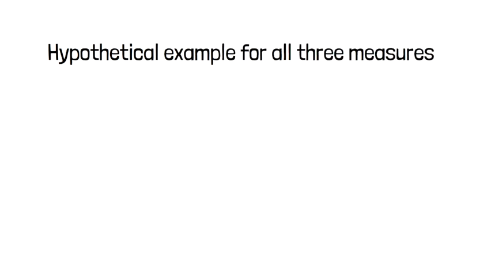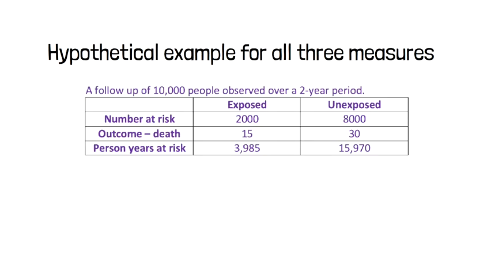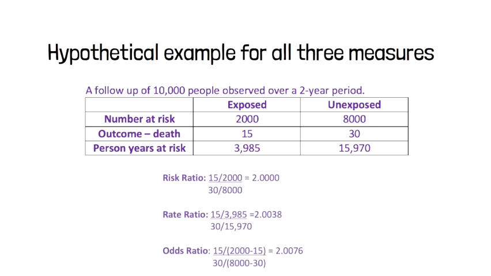A follow-up of 10,000 people was observed over a 2-year period. Using same data, we calculated all three measures of risk, that is, risk ratio, rate ratio, as well as odds ratio. All three measures in this example gave similar estimates of relative risk, and this is common to see when the outcome is rare. Death is a rare incidence, and therefore the number of people at risk remains relatively constant throughout the study period because the cases denote a small proportion of the population.